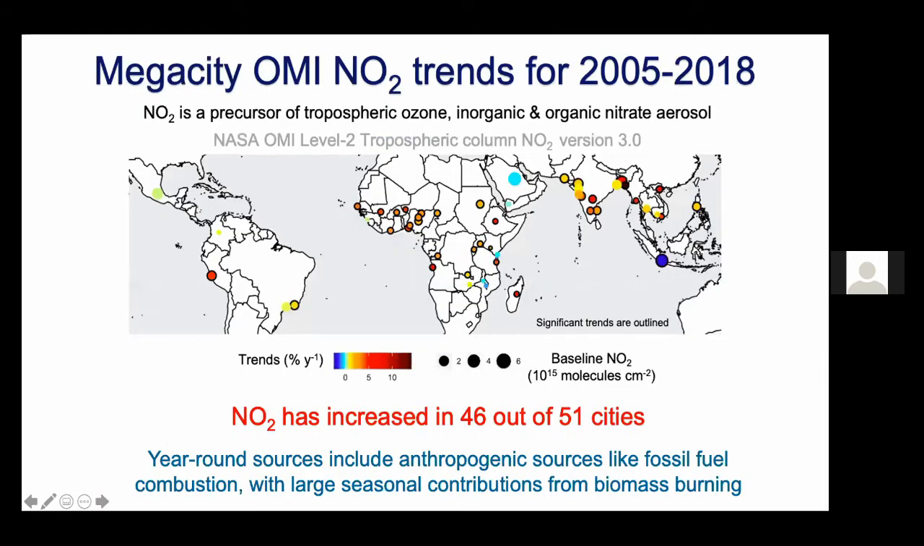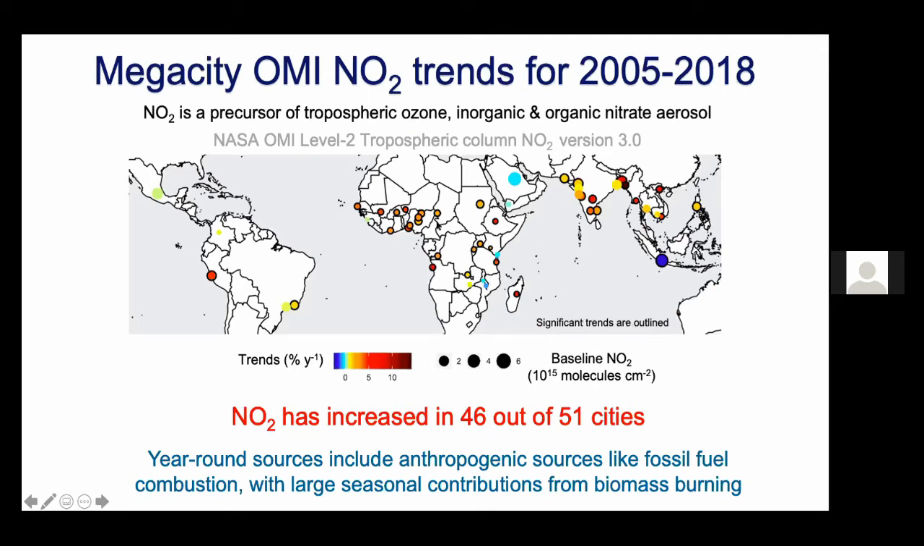So first is the OMI nitrogen dioxide trends for all these megacities. Now in this map, you'll see all the 51 megacities. The bubbles are indicating the size of the baseline. So the baseline is the 2005, or the starting date. The smaller bubbles here indicate that Africa has low levels in 2005 compared to the ones in Asia. The colors indicate the annual trend in percent per year.